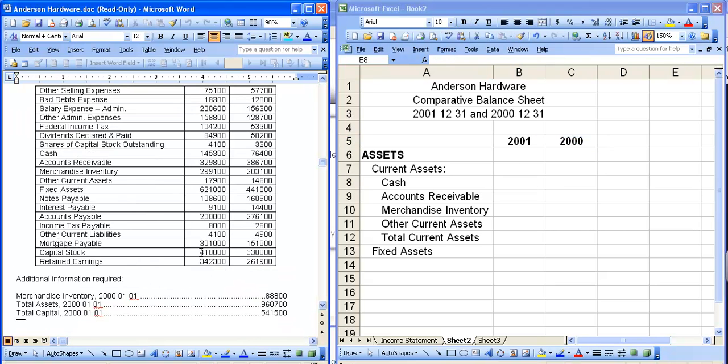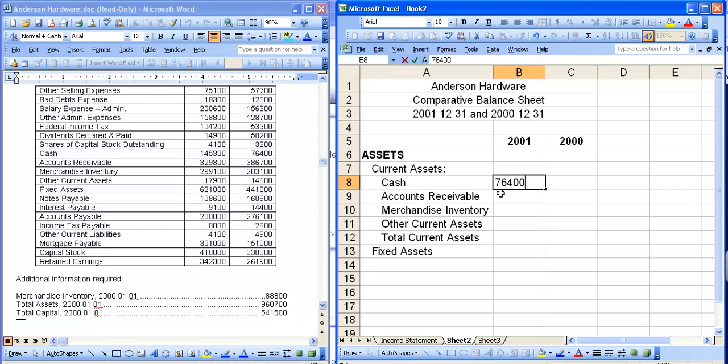Looking at our instruction sheet over here, we see that in the year 2001, cash was $76,400. I'm just going to type them in really quickly here. Merchandise inventory for 2001 is asking for the ending amount, so that's why we're putting in the amount that comes from that column. So our total current assets are going to be added up.